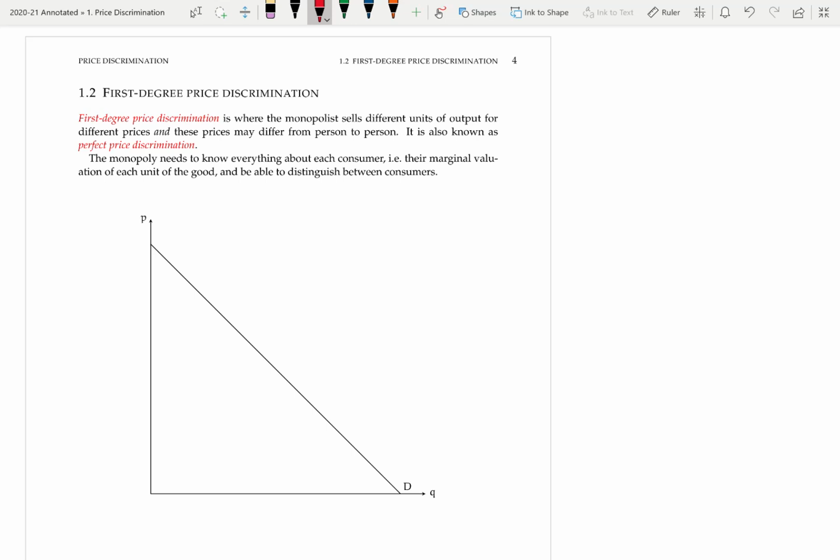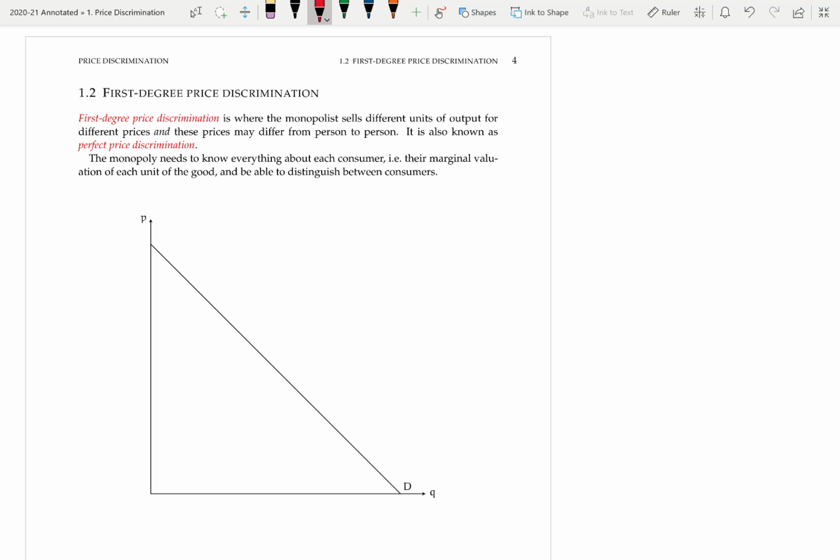In this video, we'll look at first-degree price discrimination. Under first-degree price discrimination, the monopolist is able to sell every unit it sells for exactly what the consumer is willing to pay for it. So the monopolist can sell different units of output for different prices, and these prices may differ from person to person. So let's look at the diagram here.